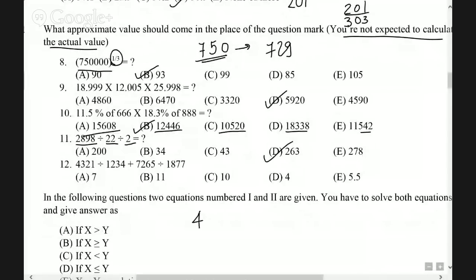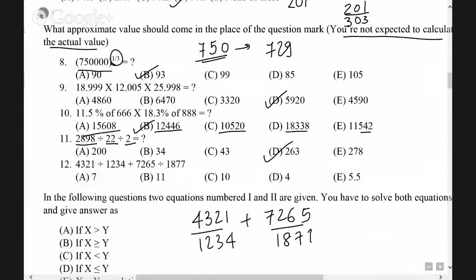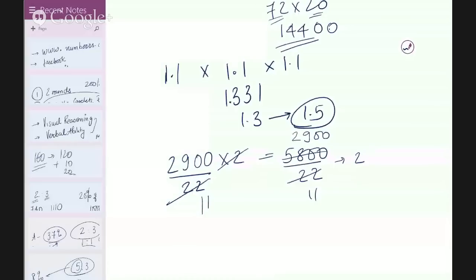Again, 4321 upon 1234 plus 7265 upon 1877. Just cancel these numbers, just cancel these last two. In CET, you cancel last two. In CAT, I recommend cancel only the last one. 1243 by 12 is around 3 point something because 12 3s are 36 and 72 is 4, so 7 point something. But since we've cancelled, we actually increased values, so the answer has to be 7, and that's precisely it. That's your approximation and BODMAS when it comes to things.